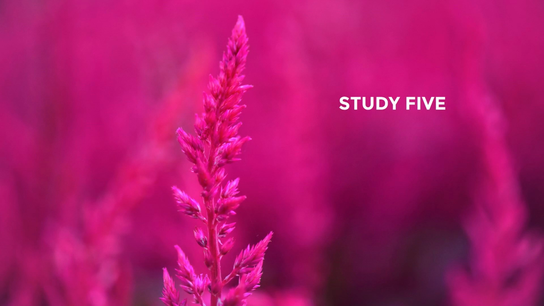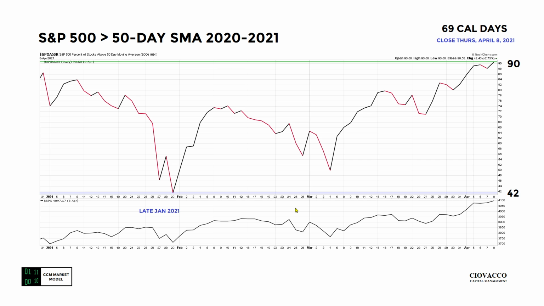Study number 5. We already covered one study in this video using S&P 500 stocks greater than their 50-day exponential moving average. This is a similar indicator. However, it looks at S&P 500 stocks greater than their 50-day simple moving average. We wanted to know, how rare was a move like this?